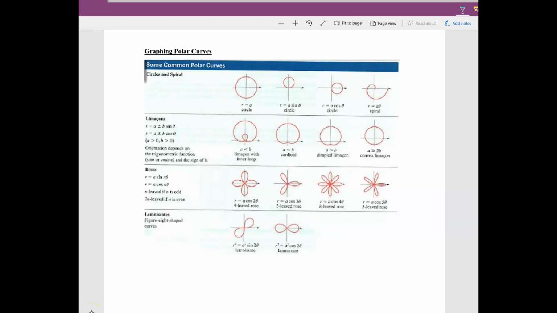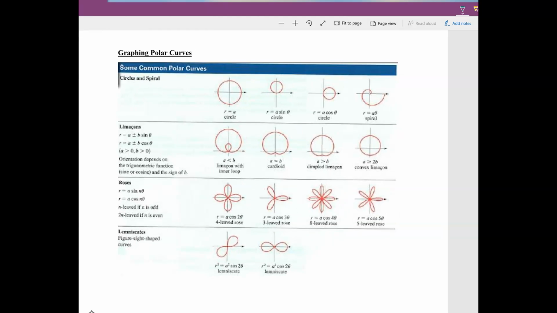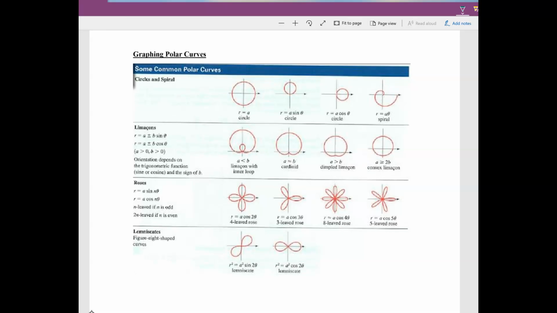In this video, we will talk about graphing polar curves. I will post this little picture on Canvas. It's not the best picture, but I really like it because it gives you a little gist of the common polar curves. I'll speak a little bit about them first, and then we'll try to graph some of them.